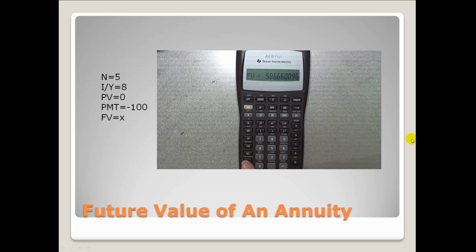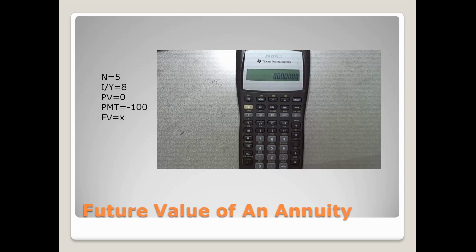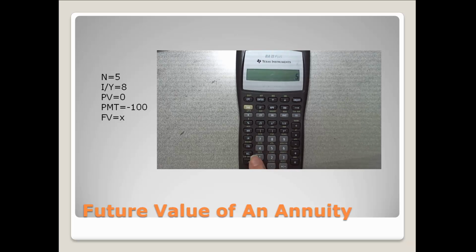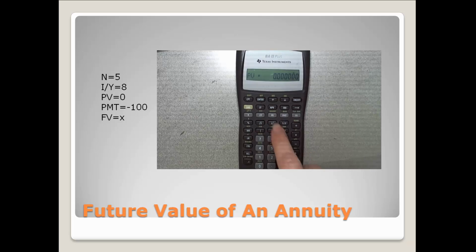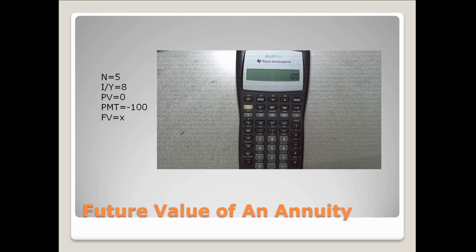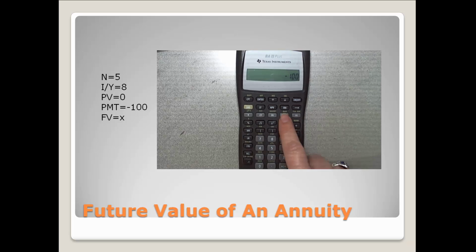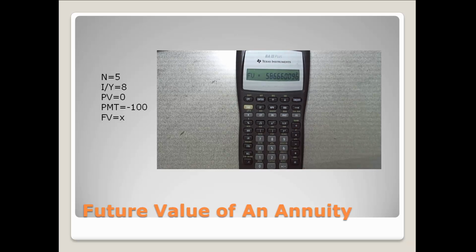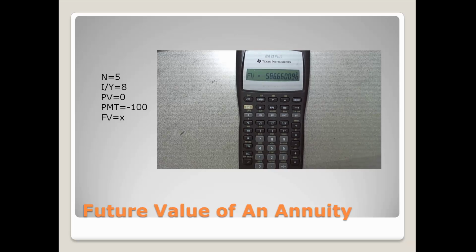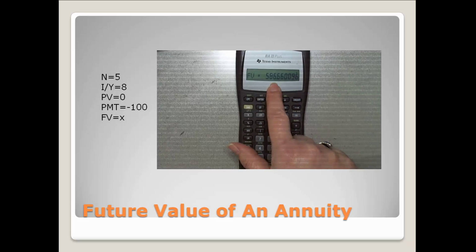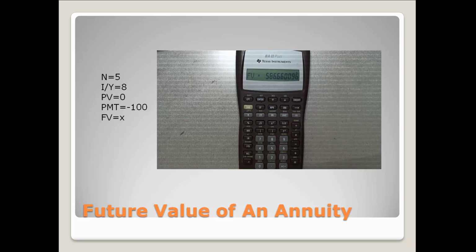Now, this is just a quick video to help you enter this particular problem into the calculator. So you're going to hit 5 and N, 8 and I over Y, 0 and PV. And since the $100 payment is the only thing that we're entering between the PV, the payment, and the future value, we're going to make that the negative number and enter that into payment. And then we're going to hit compute future value, and that should give us the 586.66 that we're looking for in this equation.